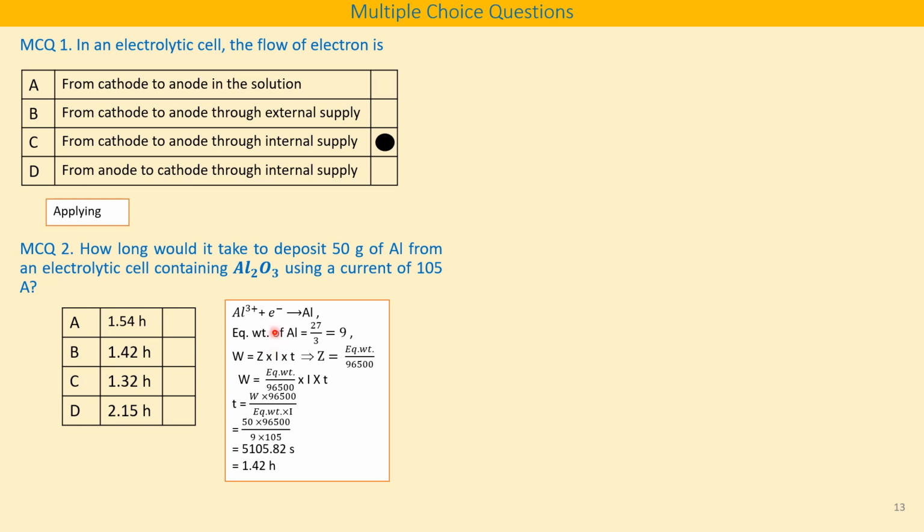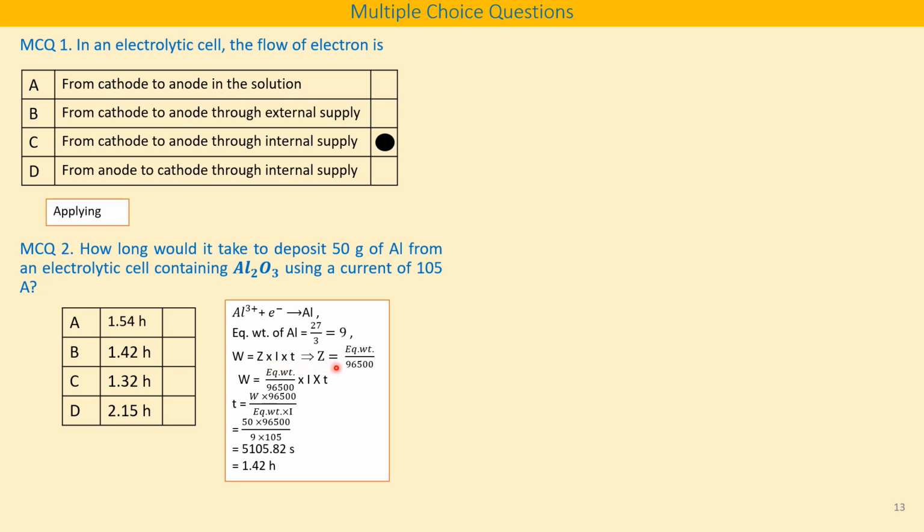So, in the given electrolytic cell, the reaction can be written as Al3+ ions get reduced to form aluminium. Equivalent weight of aluminium, we know that it is given by 27/3, that is equal to 9. We also know from Faraday's law, W is equal to Z into I into T, that is weight is equal to Z into I current into T.